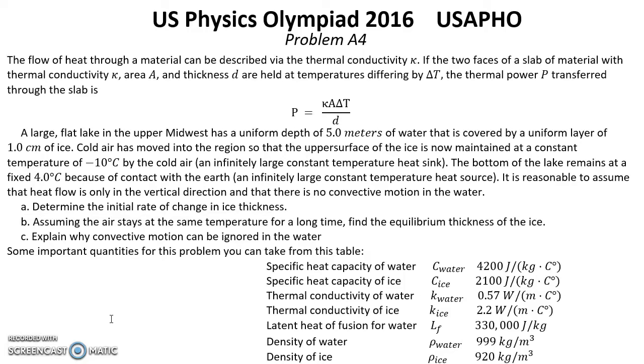An infinitely large constant temperature heat sink. The bottom of the lake remains at a fixed 4 degrees Celsius because of contact with the Earth, an infinitely large constant temperature heat source. It is reasonable to assume that heat flow is only in the vertical direction and that there is no convective motion in the water.